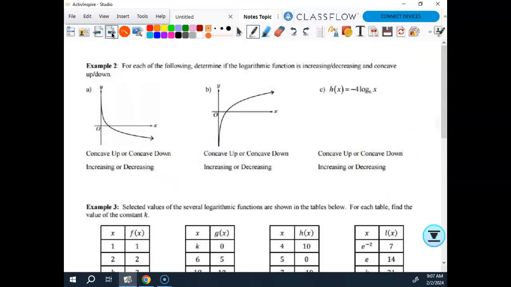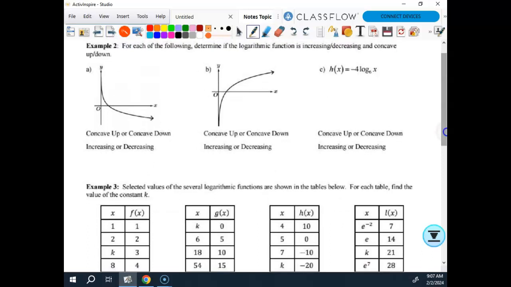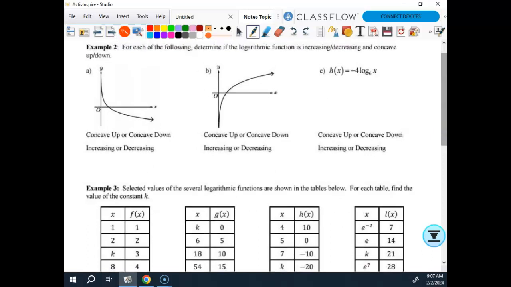So we're going to talk about the logarithmic function, and whether or not it's increasing or decreasing, and concave up or concave down. Okay, so is this function concave up or concave down? Up. Is it increasing or decreasing? Decreasing. Okay, notice I said is it, right? What is it that I'm referring to? The function, right? The graph.